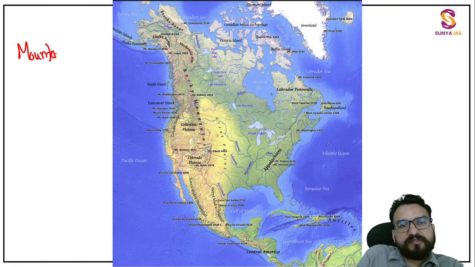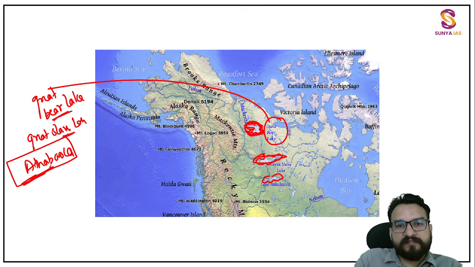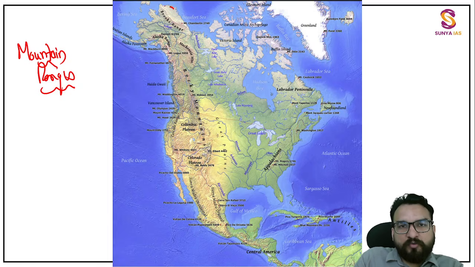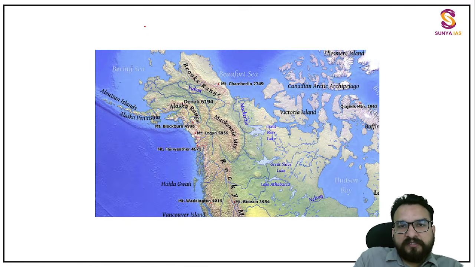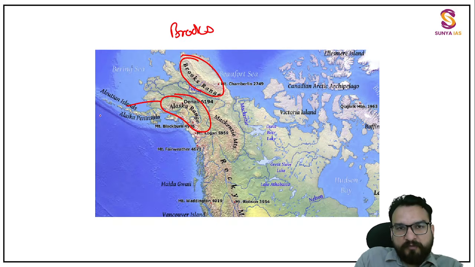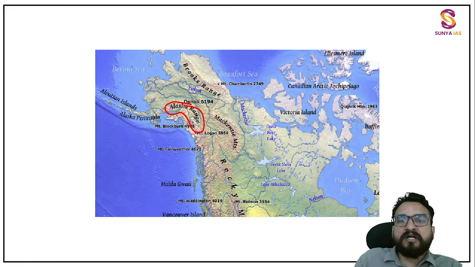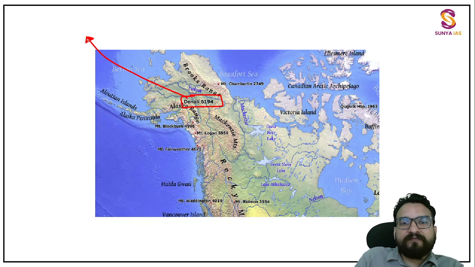Mountain ranges. Probably questions will come from here. See this over here. First of all, this is the North American Alaskan part. Alaska, check this out, two places. Over here, the upper part of Alaska is Brooks Range, and the lower part is Alaskan Range. So you have to remember Brooks, and below it, Alaska. The beauty of this Alaskan Range is that it has the tallest mountain of the North American continent, that is Denali.